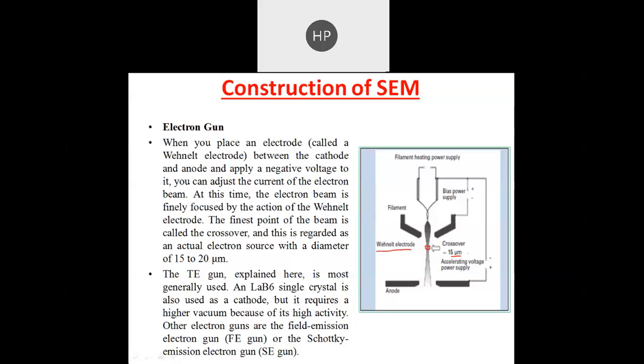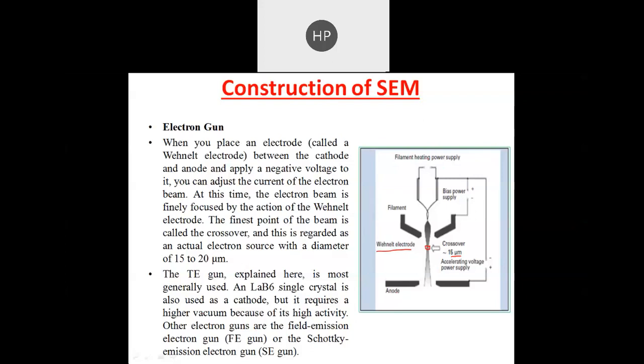Okay, and what is its size? Its size is only 15 to 20 micron, so it's a very fine beam that we are able to generate, and from that crossover point we are getting only 15 to 20 micron diameter. The thermionic gun explained here is the most generally used. Okay, so this is the common diagram generally used in most of the SEM.